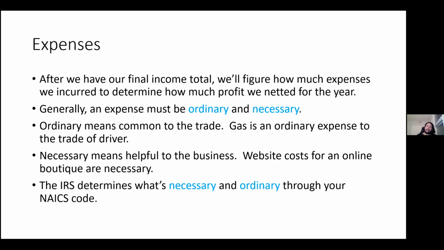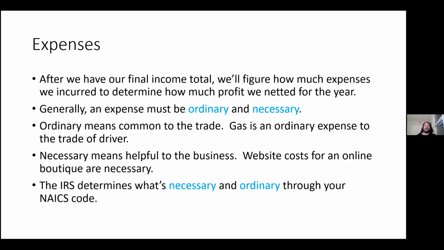So if I come and write off $10,000 worth of gas, the IRS is going to be like, what are you doing? And then necessary means helpful to the business. So it doesn't need to be something that you need. It could be something that could help your business grow or help your business run, but it has to be necessary. Again, going back to gas and the accountant, it's not necessary for me to have tons and tons of gas because I'm not driving anywhere.